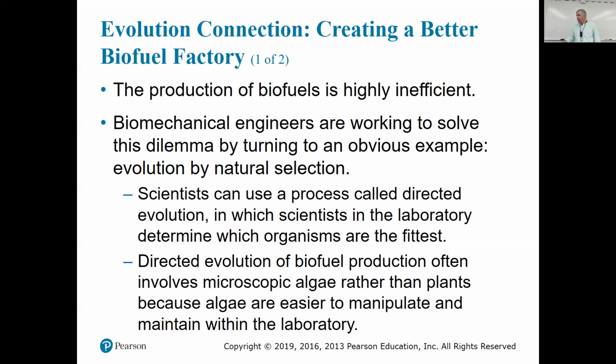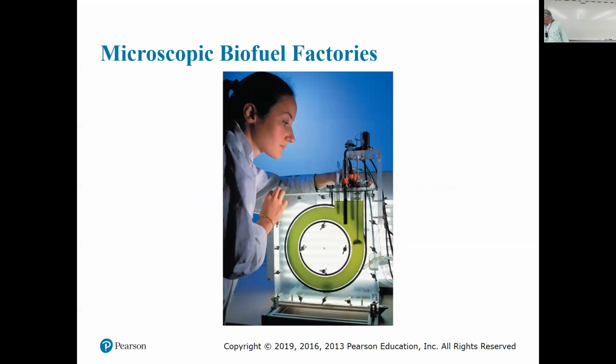Making biofuels involves algae rather than plants, because algae are much easier to manipulate and maintain within a laboratory than big plants, and you're not going to use trees. So a lot of biofuels are algae farms, is what they are. Microscopic biofuel factories. And this is, of course, completely renewable energy using algae.